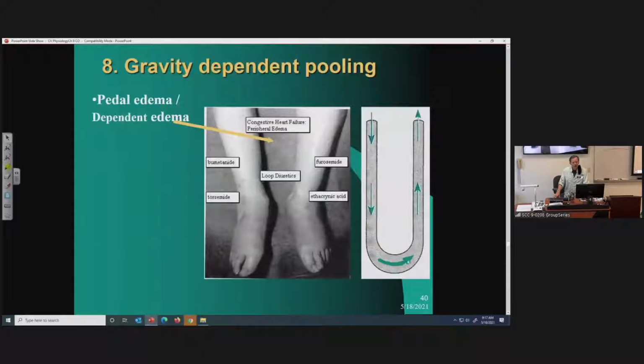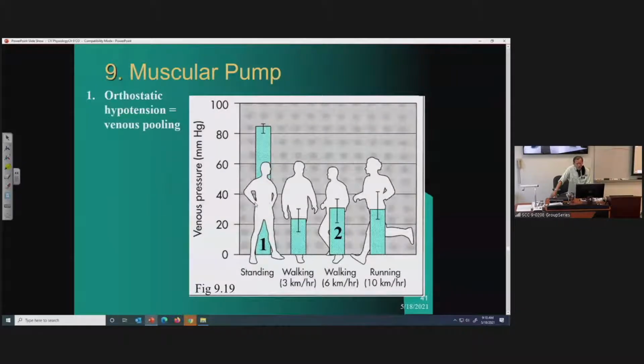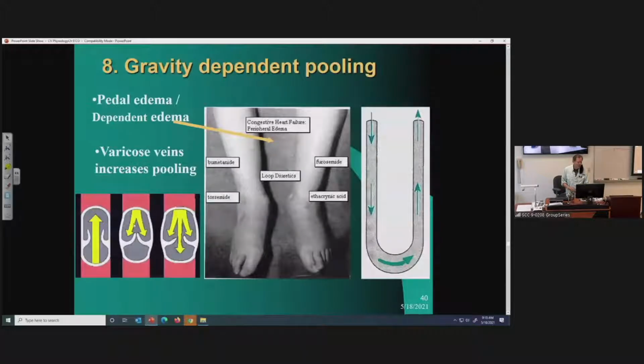If you have venous pooling in your ankles, you could have pitting edema, and that's a sign of right heart failure. If you have a job where you stand a lot, you can cause valve damage and end up with varicosities. Look at the venous pressure when I'm standing: it's 80 millimeters of mercury. You start walking, it drops down to 20. That's because the muscles are pumping the blood, and the one-way valves in your veins move the blood up against gravity up to your chest.